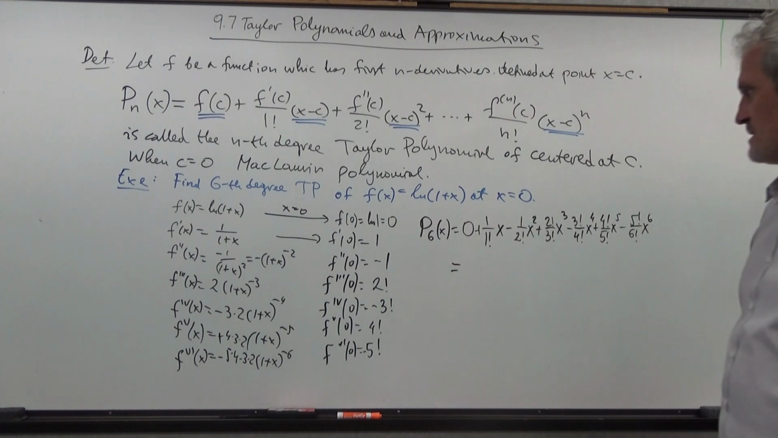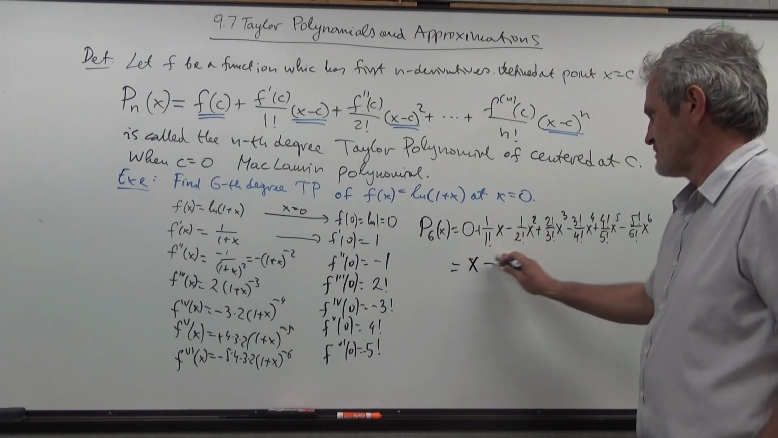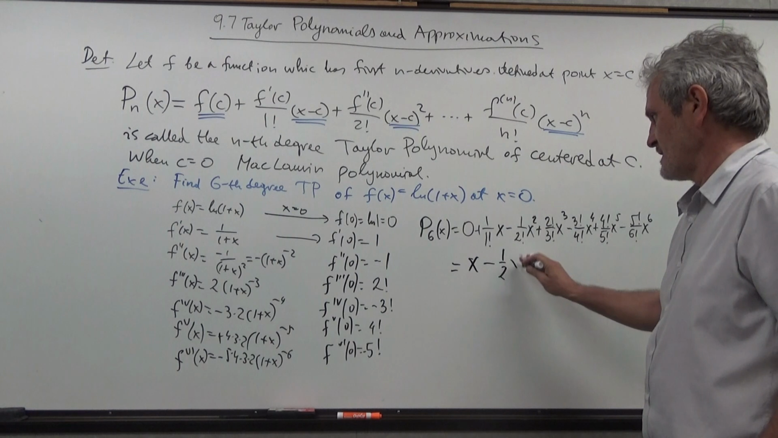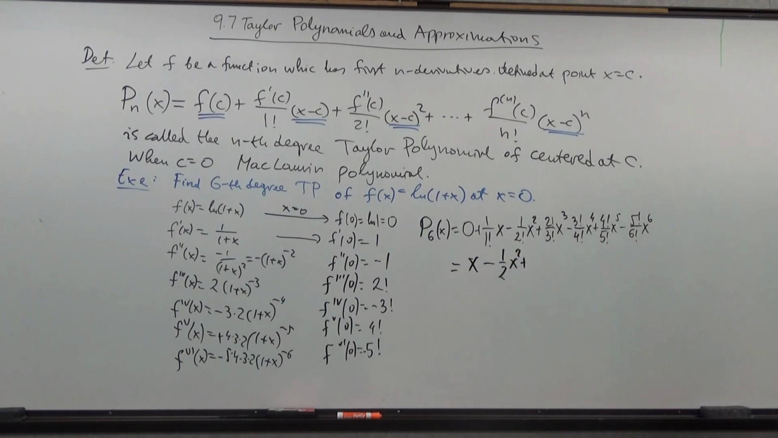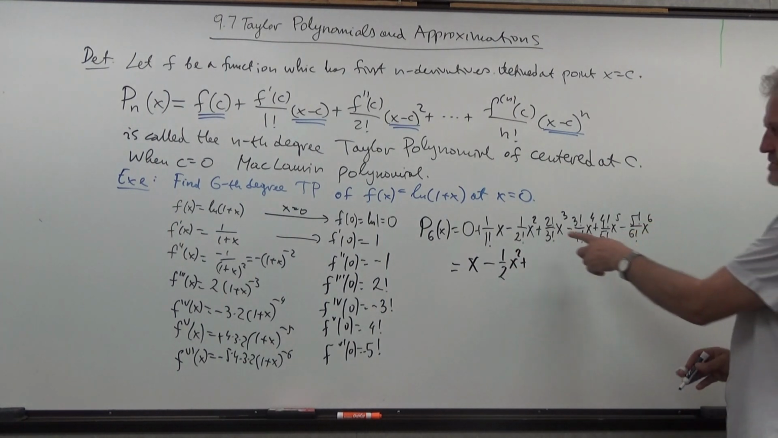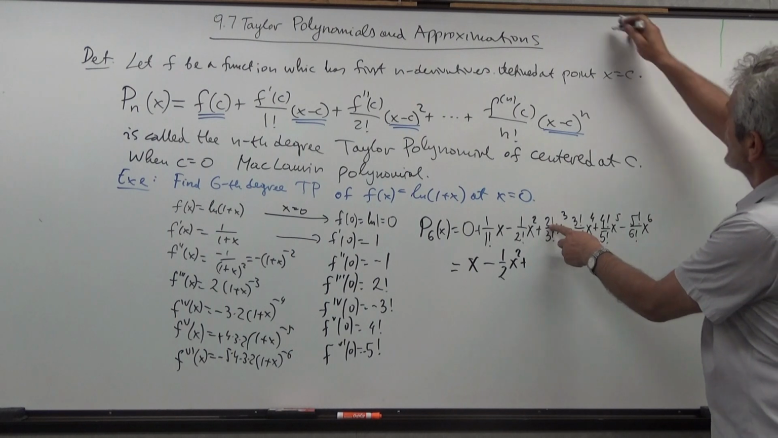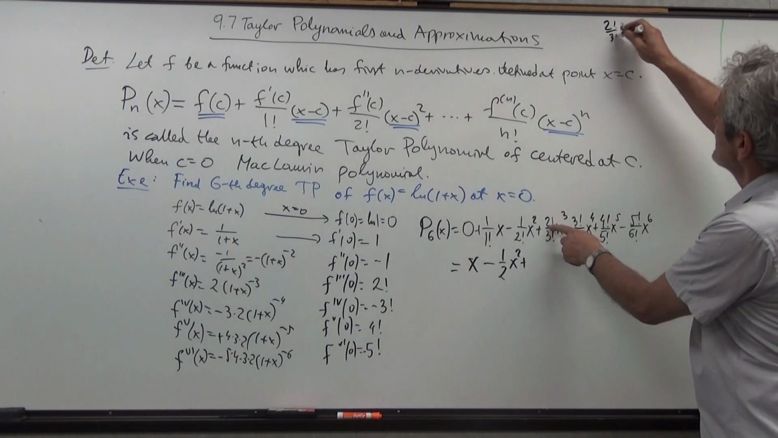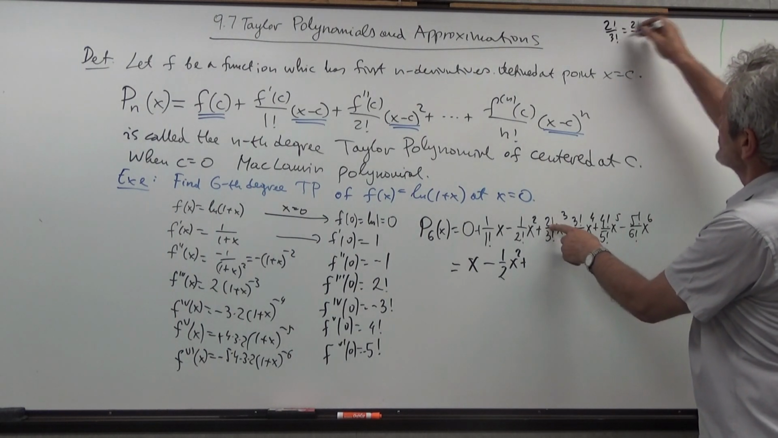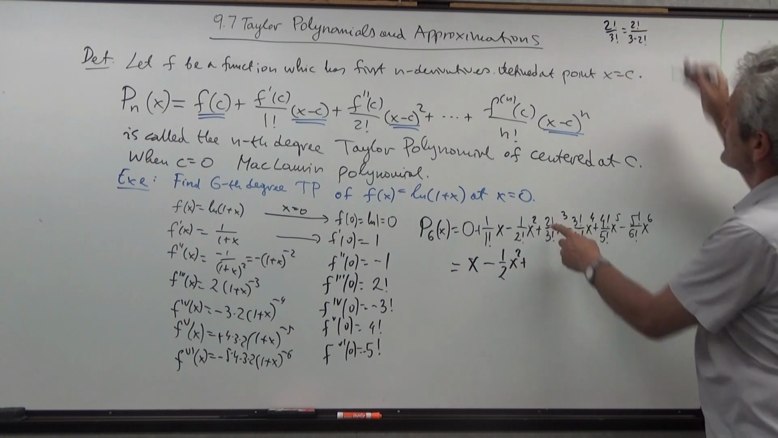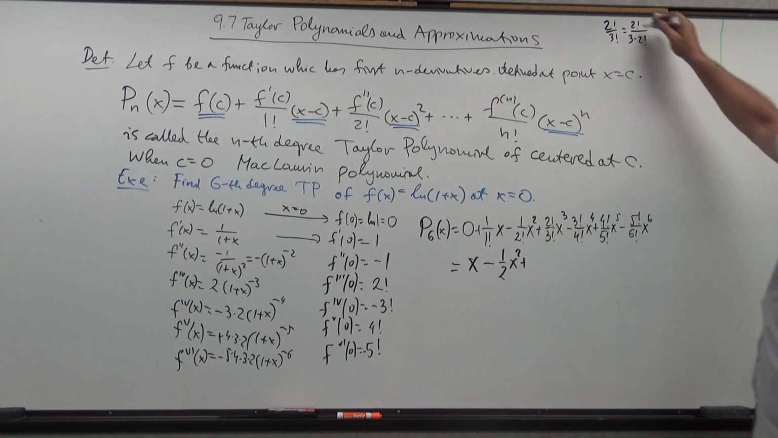And what would that be? It is just x minus 1/2 x squared. And then what happens here will be a pattern in the future, because if you have 2 factorial over 3 factorial, that's just 1/3, and this one is 3 times 2 factorial, because it just starts one step earlier.